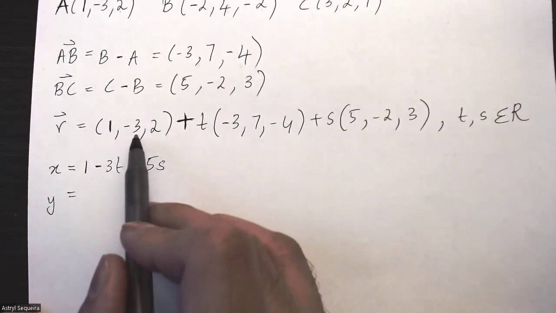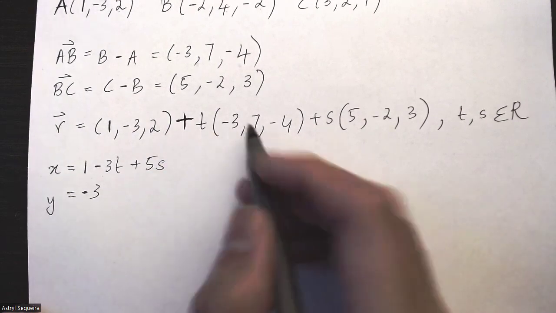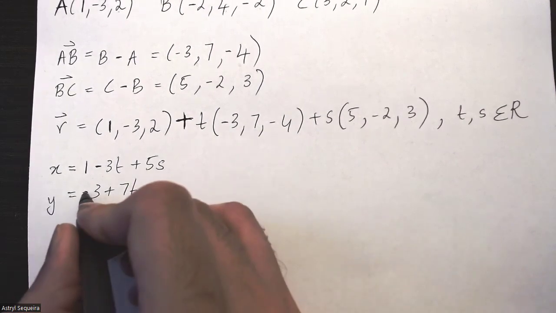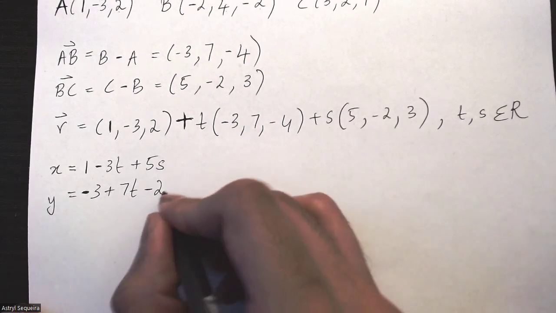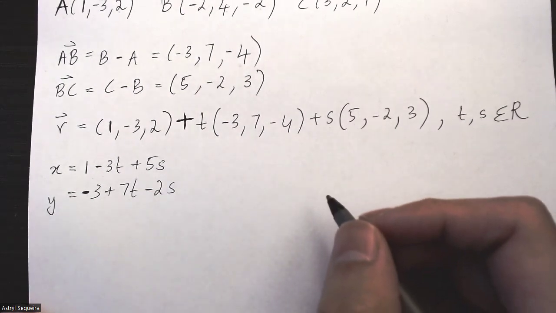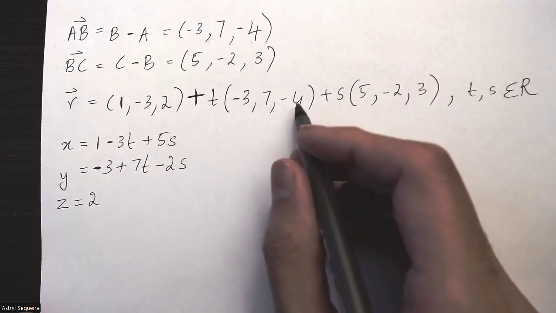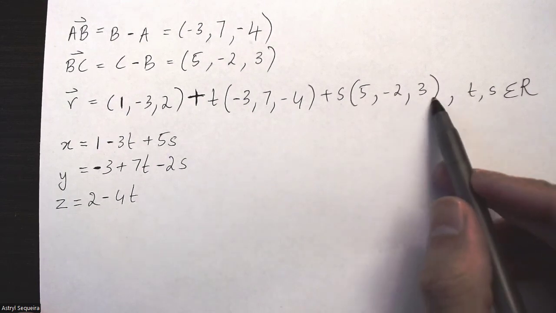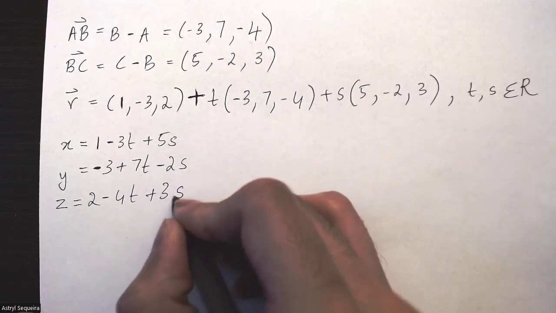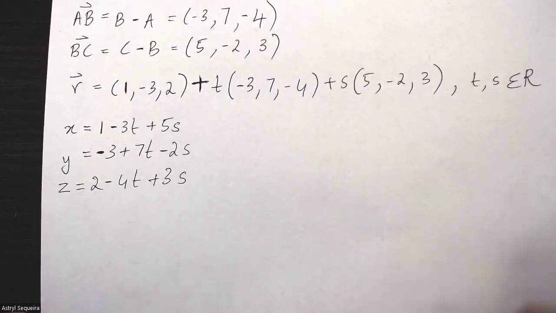Then let's do it for y as well. So y equals, the y component of the point is -3. Over here for the t direction vector, it's +7, so plus 7t. And then for the s direction vector, it's -2, so -2s. And last, let's do it for the z component. That's 2 minus 4t plus 3s. And these are the parametric equations for this plane.